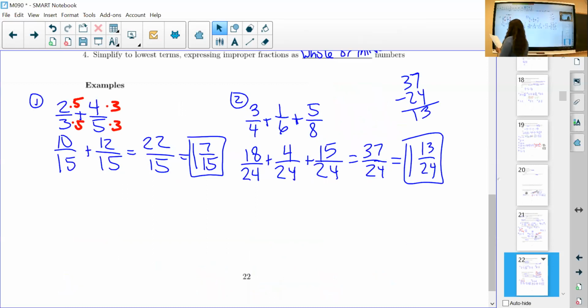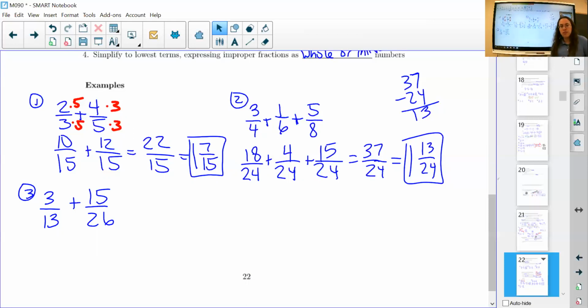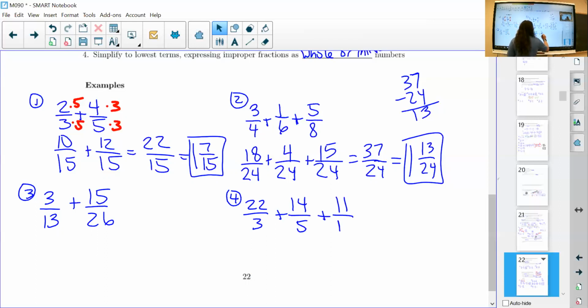A couple more examples. Let's take a look at 3 13ths plus 15 26ths. You'll have to think about what the least common multiple of those two numbers is. So what's your denominator going to be? Convert them, add them up, and then see if you can simplify. Example 4, we have 22 thirds plus 14 fifths plus 11 twelfths.